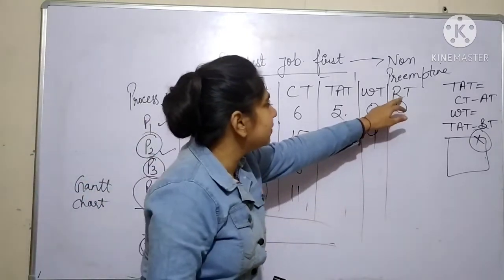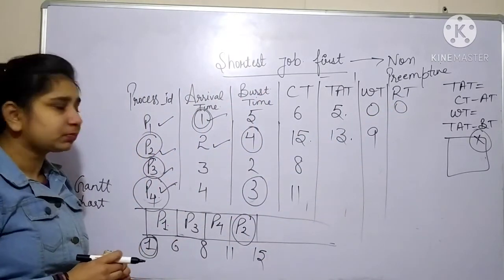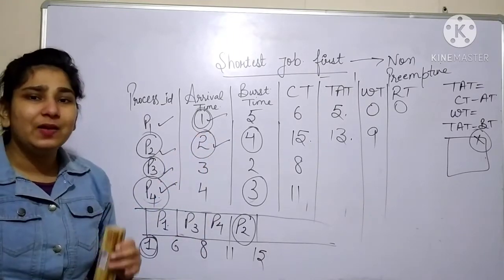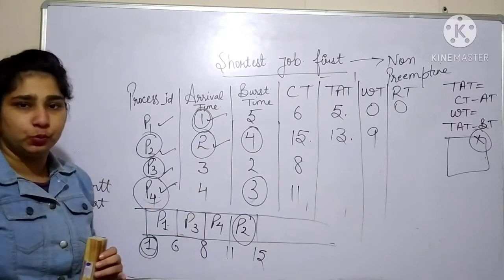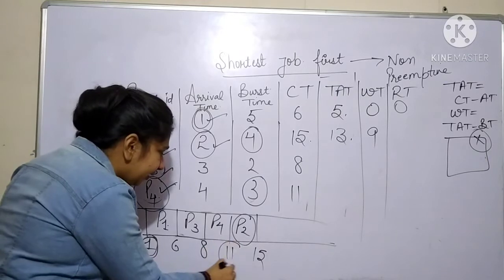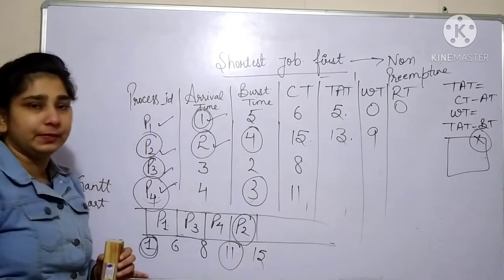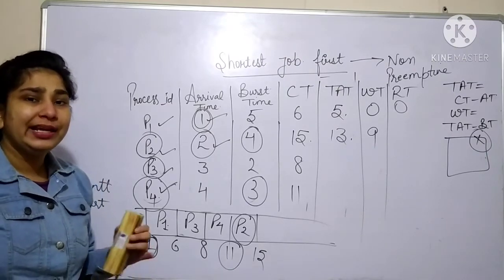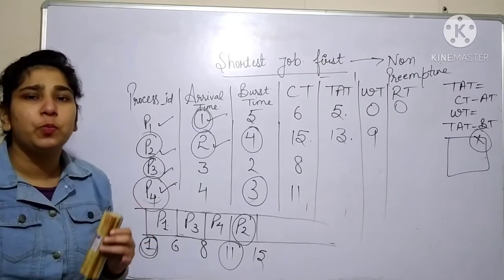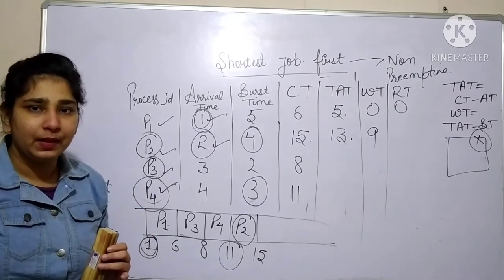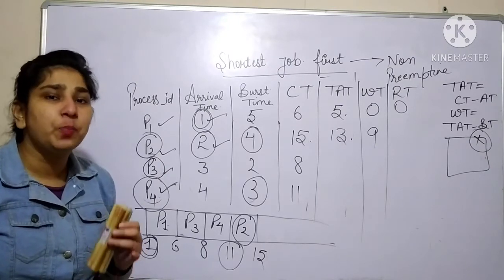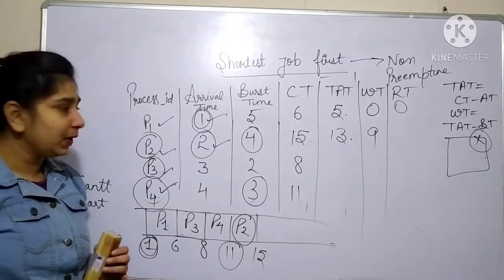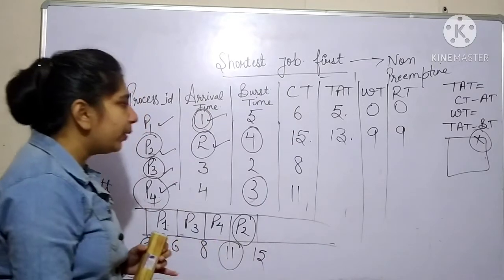And what is the response time of process P2? If you look, process P2 arrives in the main memory at 2 and it was given its first response at 11. So after its arrival, how long did it wait to get the first response from the CPU? It was given a response 9 units of time after its arrival. So the response time is going to be 9.